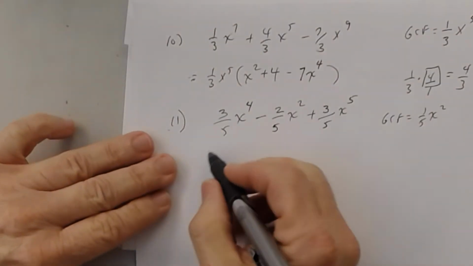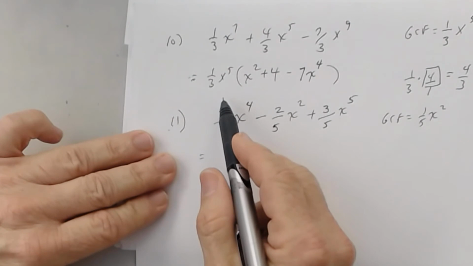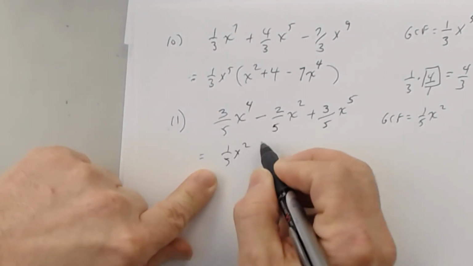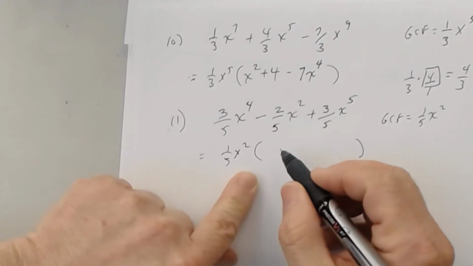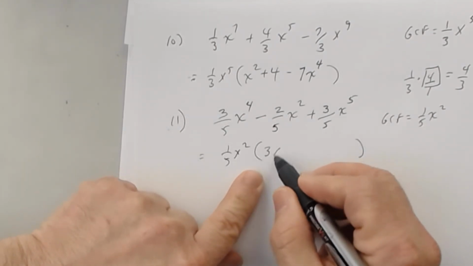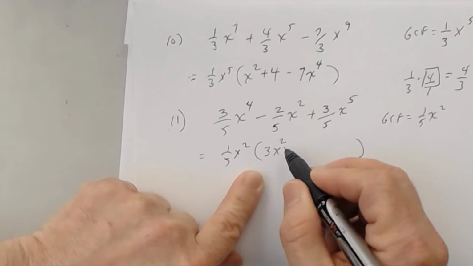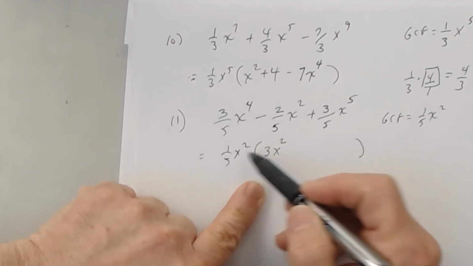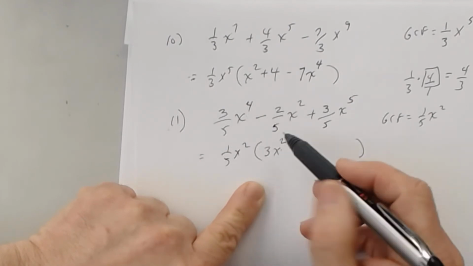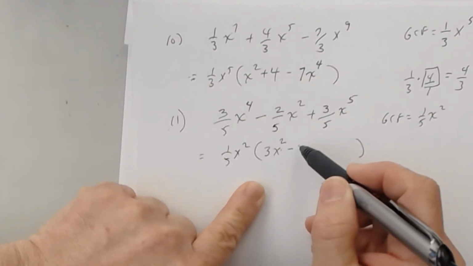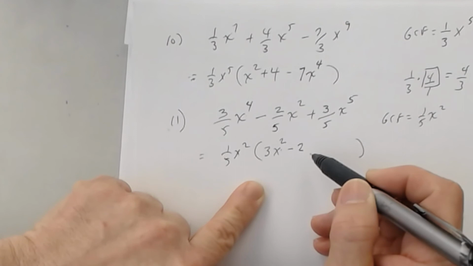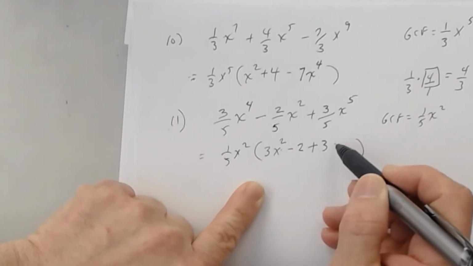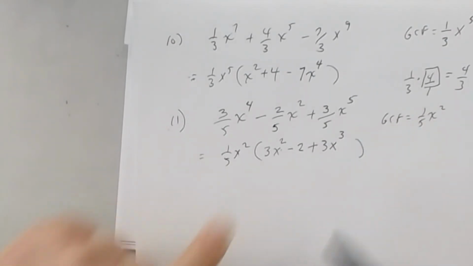And now, hopefully, more of you should be able to get the answer now. So it'll be 1/5 x squared times what? What's going to be my first term? 3x squared. Very good, 3x squared. Because 1/5 times 3 is what? 3/5. X squared times x squared is x to the 4th. Minus 2, that's it, right? Okay, plus 3x cubed. Okay.